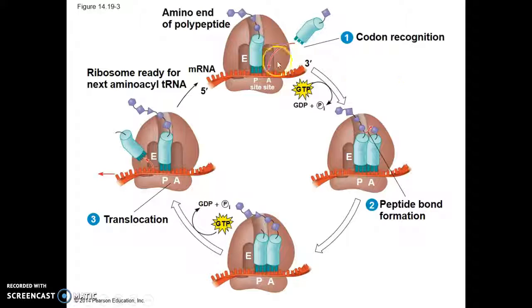And when you shift to the next site, your tRNA that is now empty will leave through the E site, or exit. You'll have a new one in the P, and then the next tRNA can carry the next amino acid in.